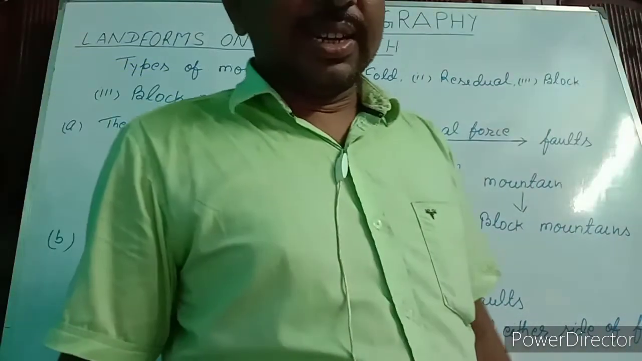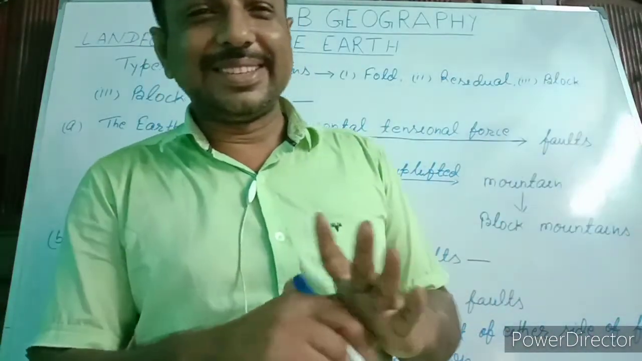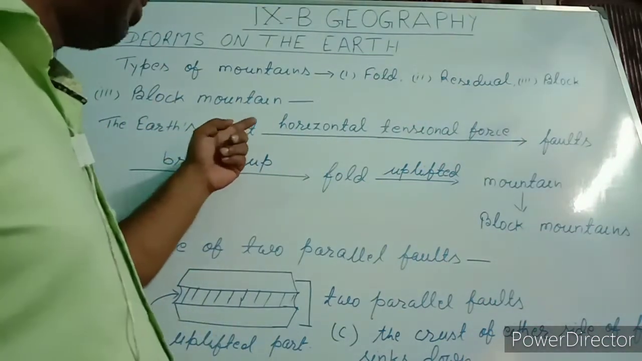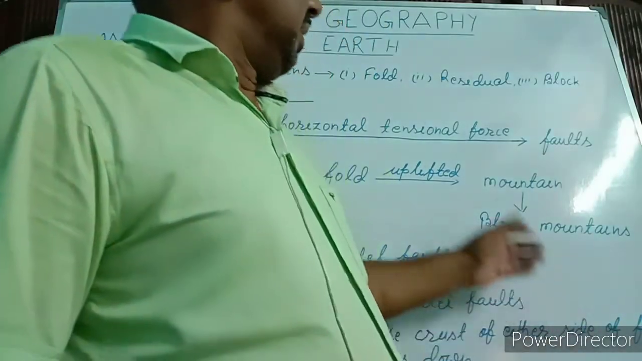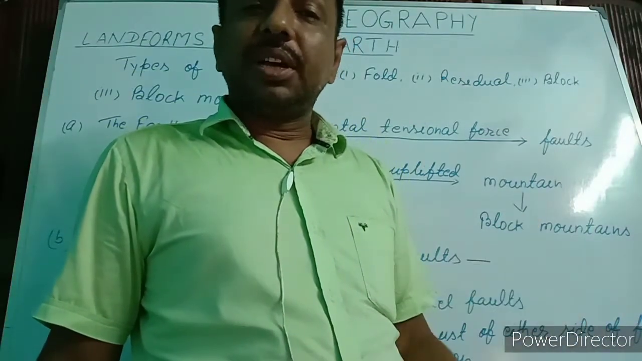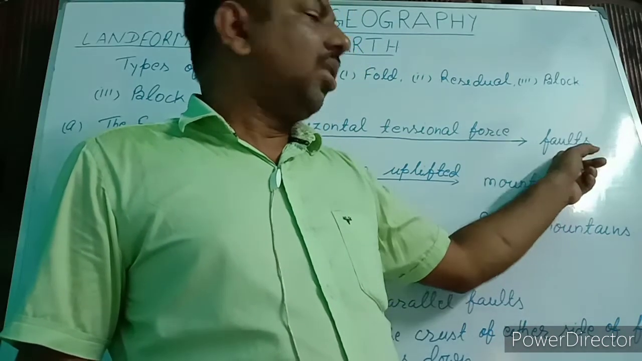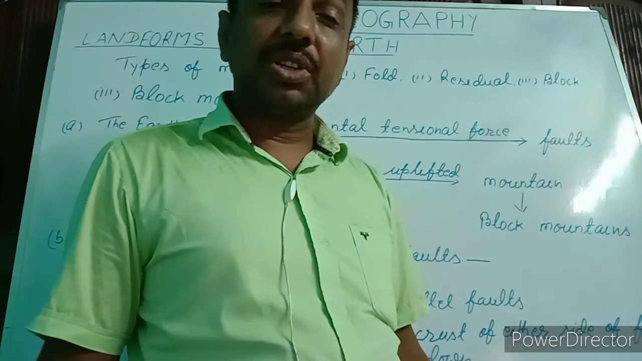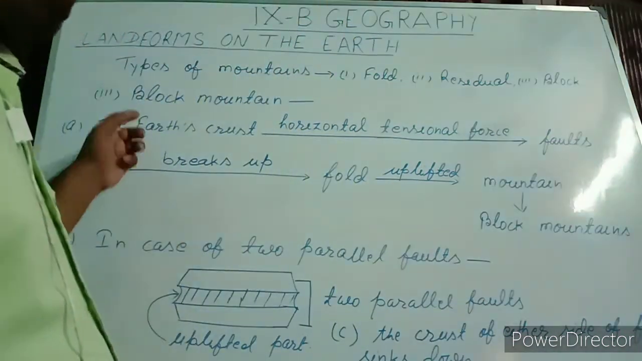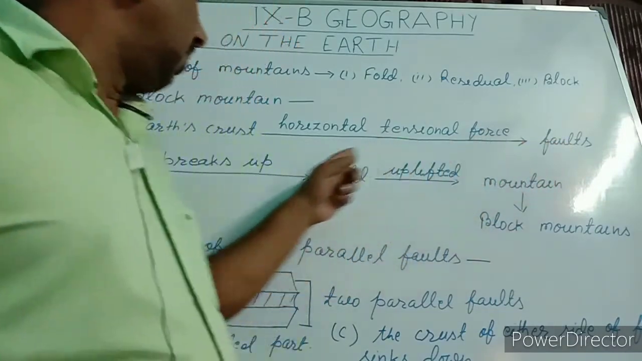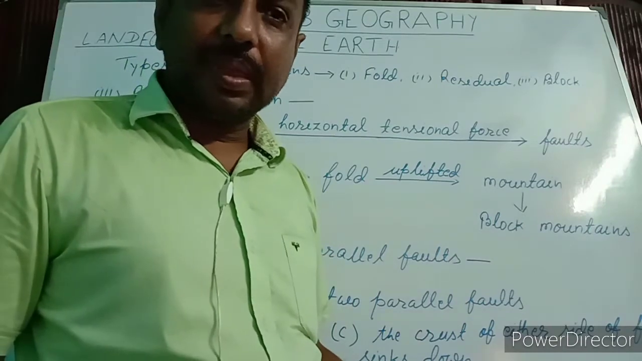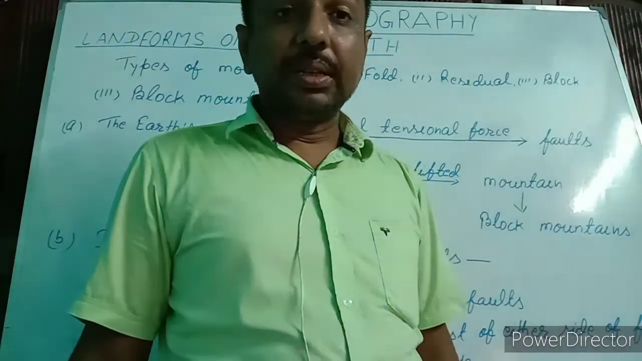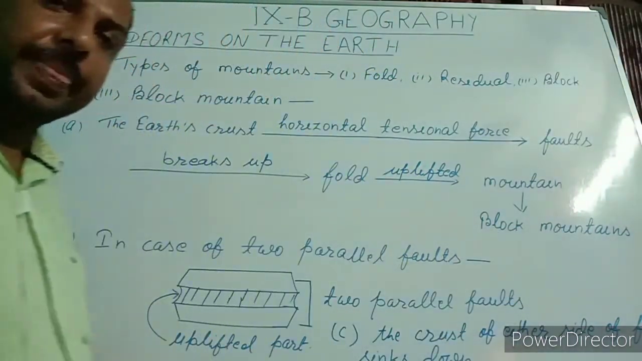I repeat, I shall try to accumulate all these words in one or two sentences. A horizontal tensional force is active on the earth crust from inside. That is exerted by the moving rock plates inside the earth. And faults, lines of weakness, are prepared in the rock. The earth crust is broken up at the place of faults and makes the fold. This fold rises up and takes the shape of a mountain. That type of mountain is called a block mountain. This is the first process.